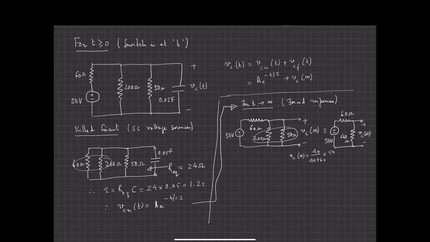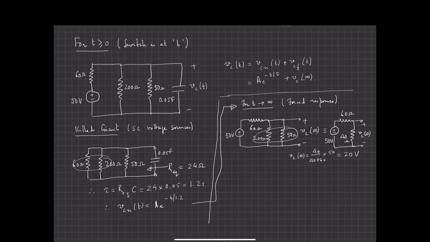40 plus 60 is 100. 50 goes into 100 twice. 2 goes into 40 20 times. So Vc of infinity is 20 volts. Okay? So now I've got Vc of infinity, I've got tau. The only thing remaining is to determine the constant A.